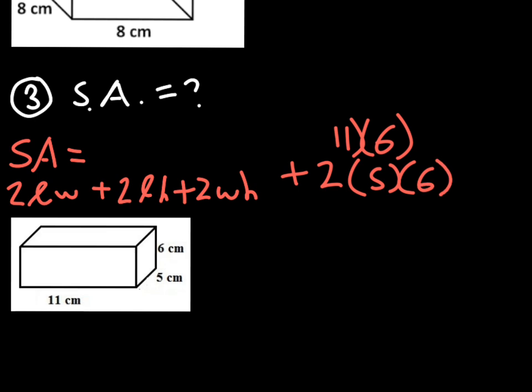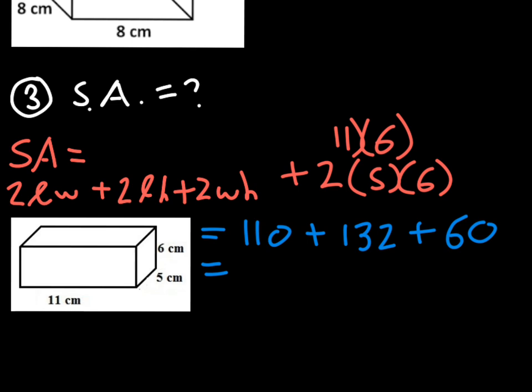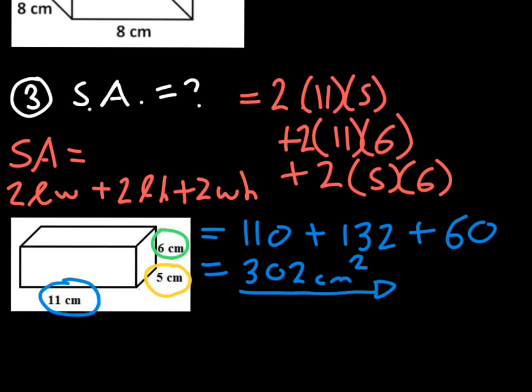Okay, so now we need to multiply each of these terms and then add them up. So 2 times 11 times 5 gives us 110, plus 2 times 11 times 6 is 132, plus 2 times 5 times 6 is 60. So now we can add all of these up and we get 302. Remember, we were working in centimeters, and because we were finding surface area, it's centimeters squared. And that is our final answer for question 3.